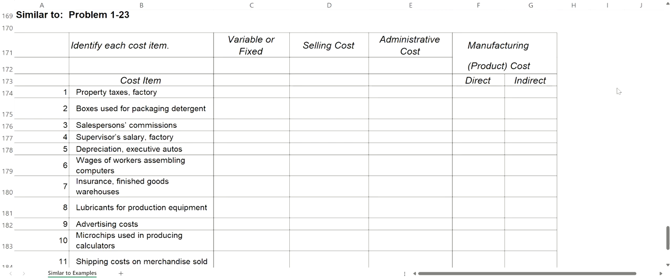Hello, this is Connie Belden, and in this video we're going to put together everything that we've learned about cost classification. We are first of all going to identify each individual item as variable or fixed.